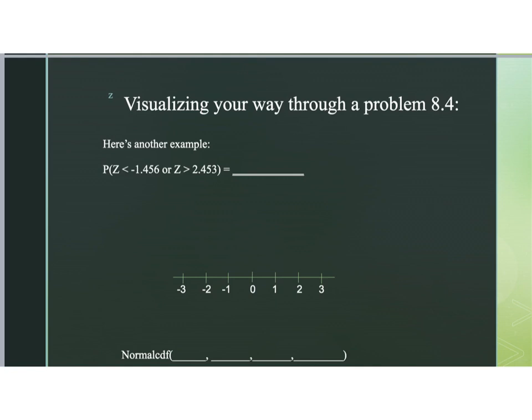Okay, another type of probability problem that we run into here is an OR statement. If you recall, OR in probability meant addition, meaning we're going to add those two groups together. So I'm going to look at a description here. I'm going to shade these two descriptions, and my probability should be the sum of those two areas. The first one says z is less than negative 1.456. 1.456 is somewhere between negative 1 and 2. So let's go ahead and put that in there.